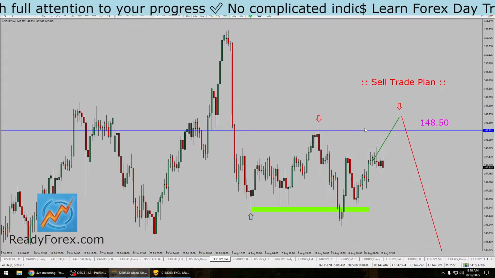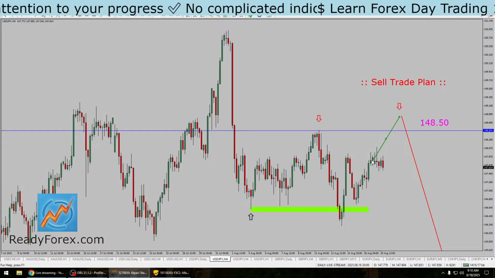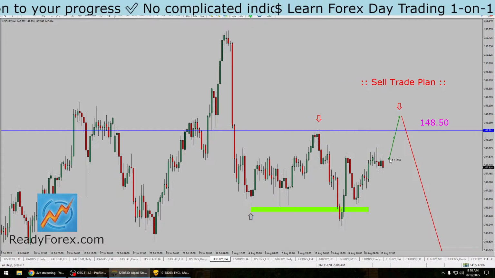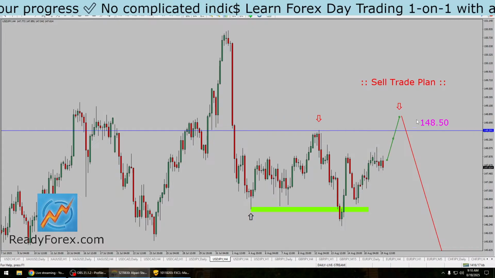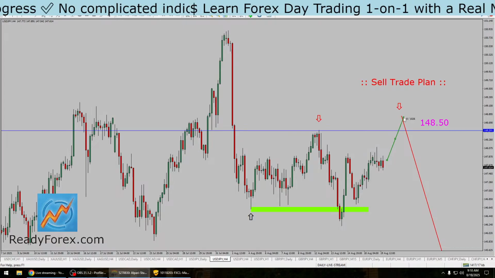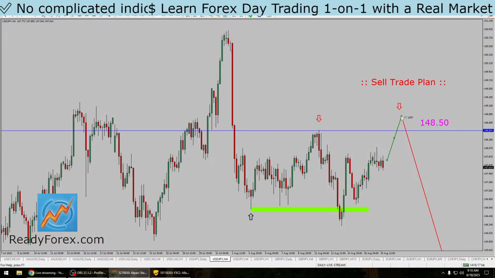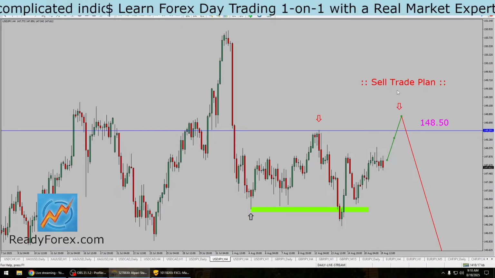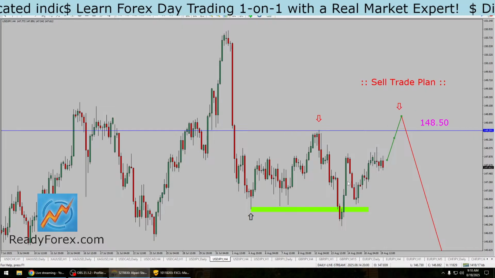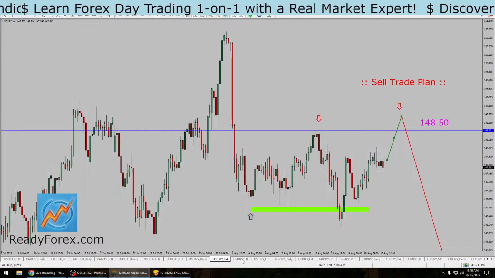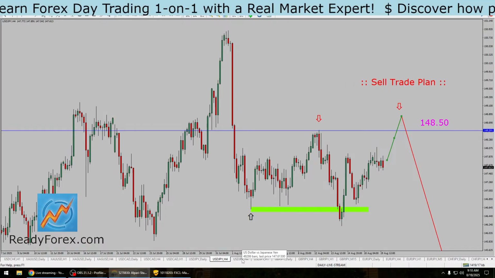Next one is the 4-hour chart. So there's a plan which suggests that if we get a bullish breakout in price action above the 148.50 level, then we can look for a potential sell trade setup. The market starts the decline and creates a false breakout inside US dollar versus Japanese yen currency pair.